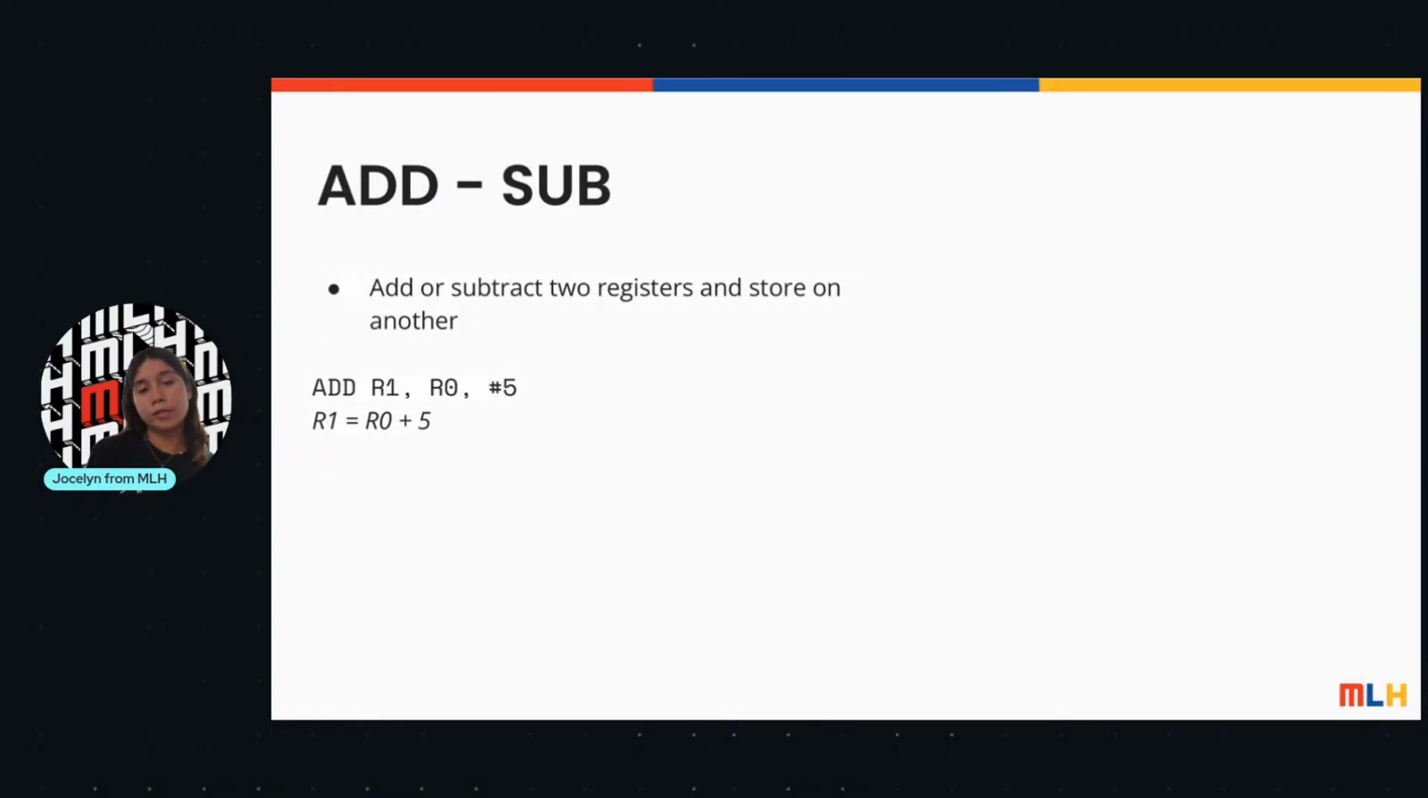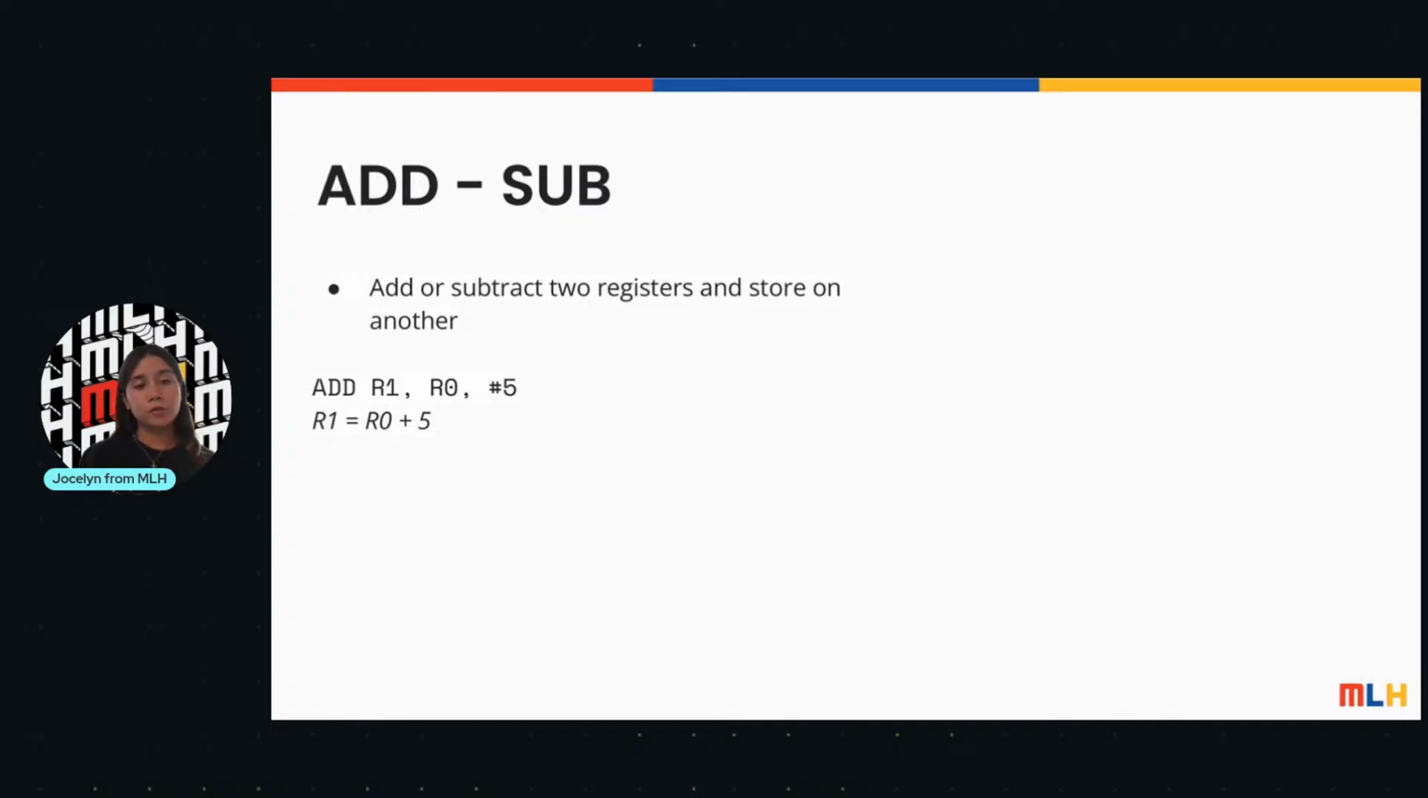Then two more instructions, so addition and subtraction. These ones are used to add or subtract two registers and store on another register. So our instruction goes like this: add, and then the register where I want to store my value, and then I have R0 and 5. So what does this mean? That I'm going to be adding R0, so register 0, plus 5, which is the next value in here. And I'm going to be storing that on R1.